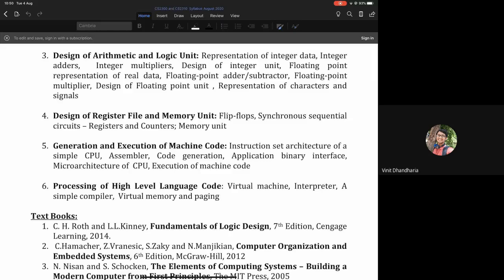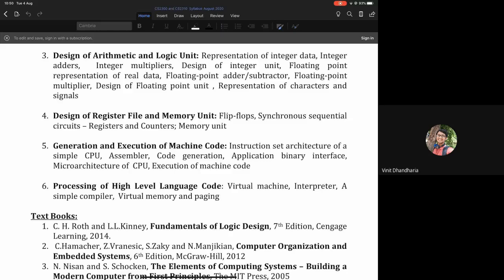All of this will result in what is known as the microarchitecture of the CPU, and that will help us understand how the machine code gets executed in the CPU. And towards the end of the course, we'll try to understand what we call the virtual machine in current day systems, a simple compiler being designed, and a simple operating system that supports what is known as virtual memory and paging to support the execution of multiple processes simultaneously in the computer system.